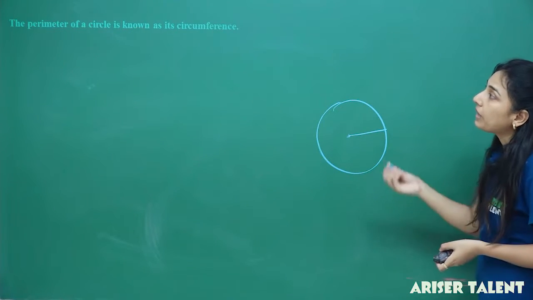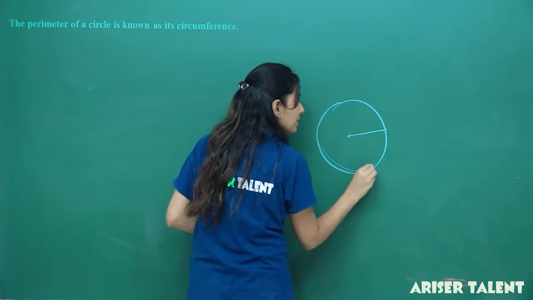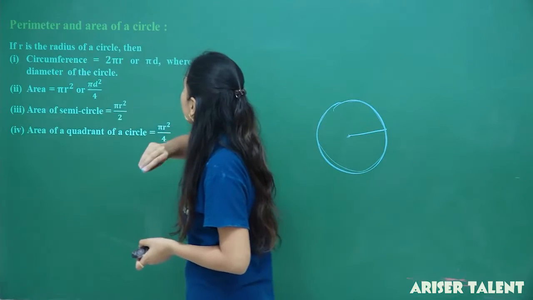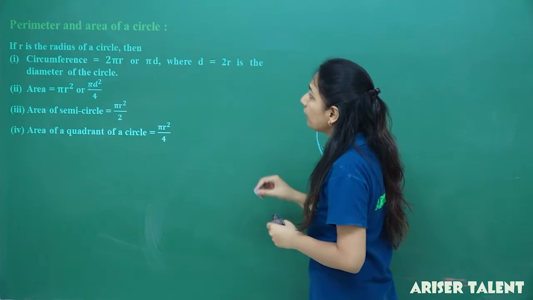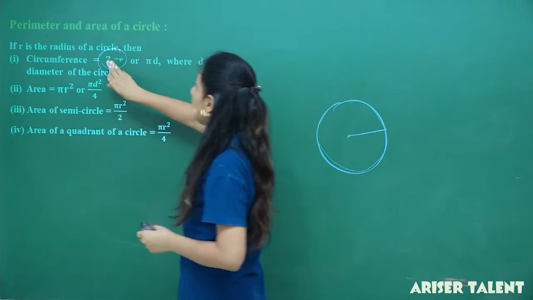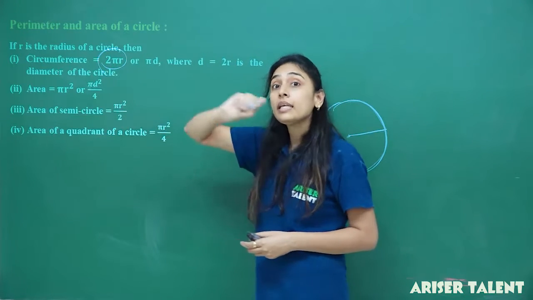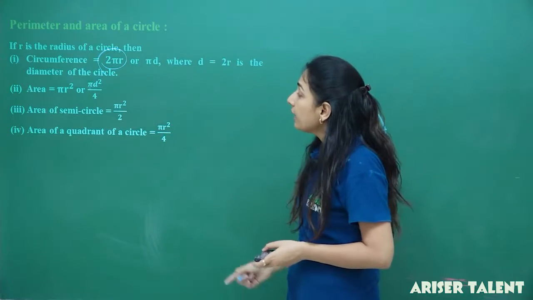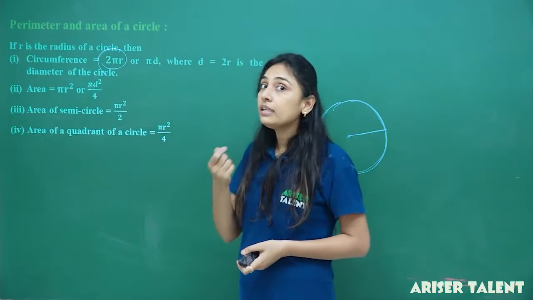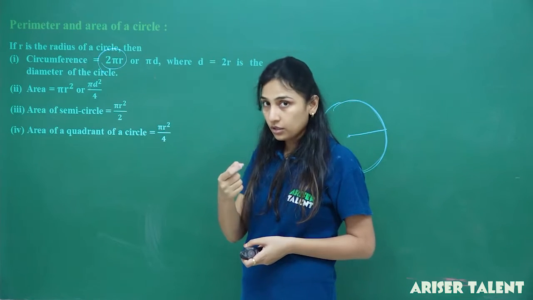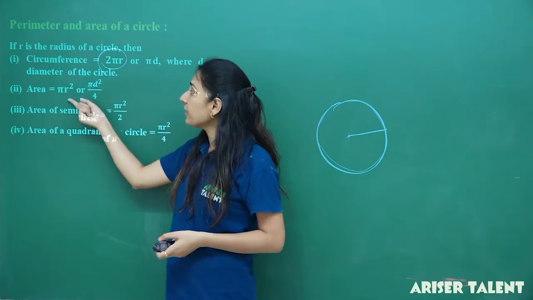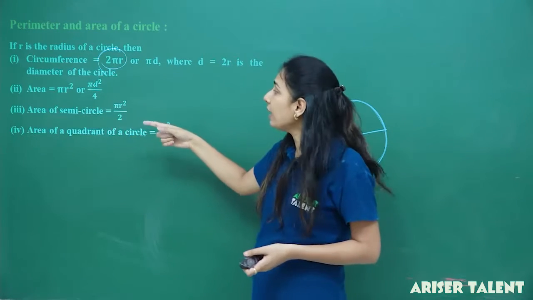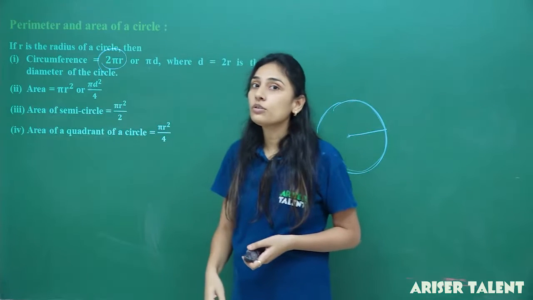Okay students, now the perimeter of this circle, this complete perimeter, was known as circumference, and then we have the formulas for perimeter and the area of the circle. The circumference formula is 2 pi r, and if you substitute 2r equals d, then that will be pi d. So the circumference formula is 2 pi r or pi d. Here we find that the area in terms of r, we generally use the term r, not d, is pi r square, but if you consider this as d, that will be pi d square by 4. How? We just substitute r equals d by 2.